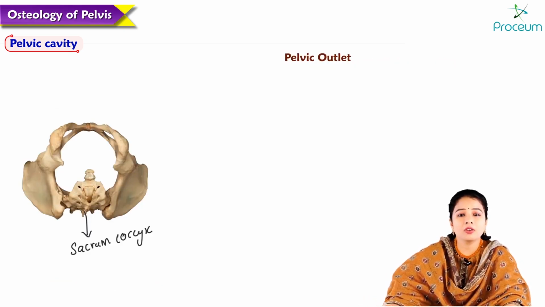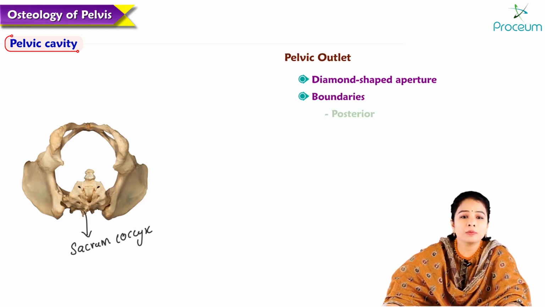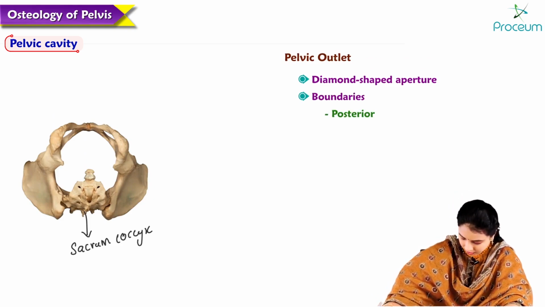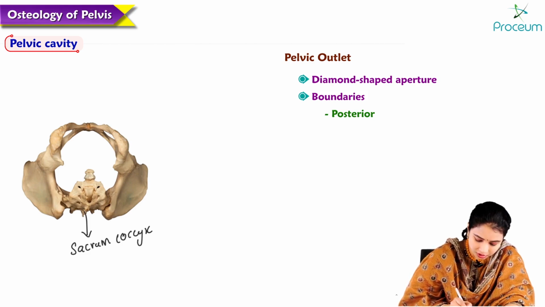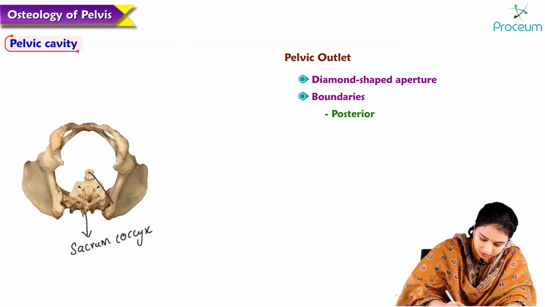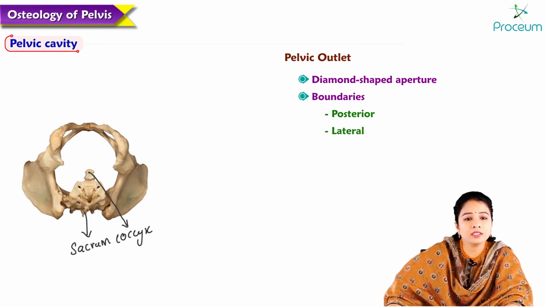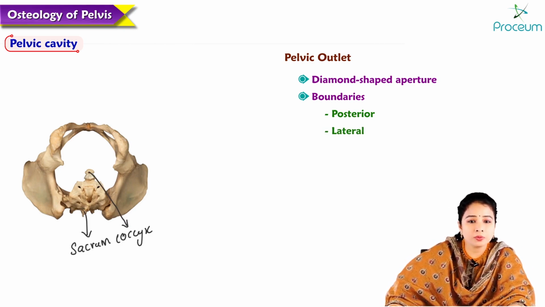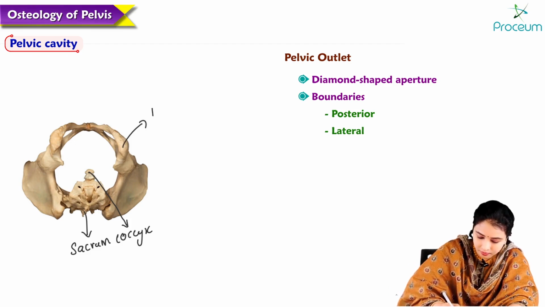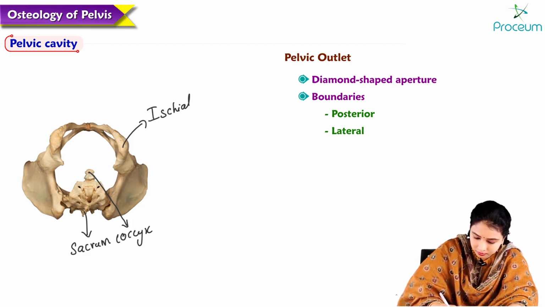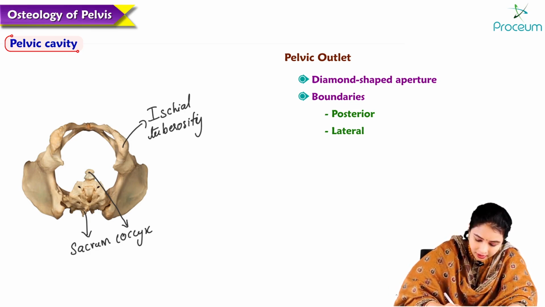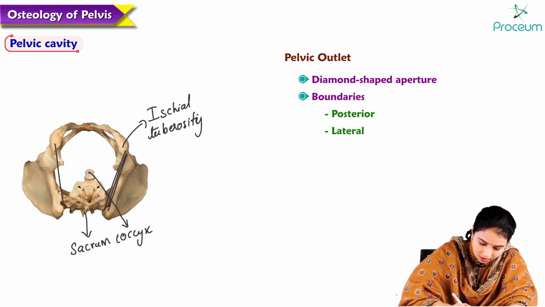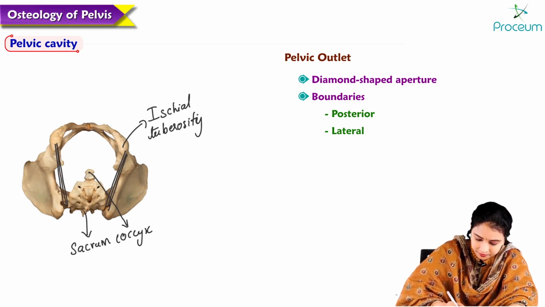Pelvic outlet is a diamond-shaped aperture bounded posteriorly by the sacrum and coccyx. So here we can see on the posterior aspect the sacrum with the coccyx, and laterally by the ischial tuberosities and sacrotuberous ligaments. And the ligaments connecting the sacrum and the ischial tuberosity are called sacrotuberous ligaments.